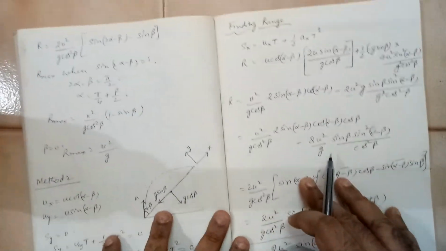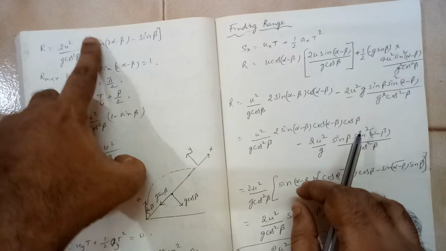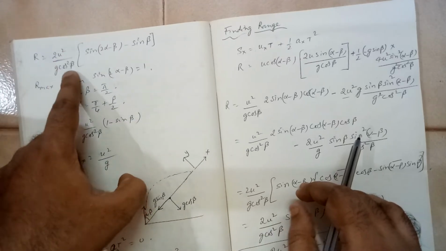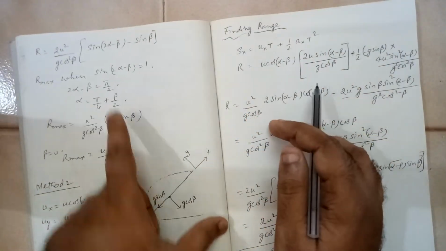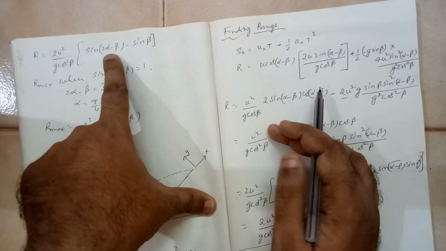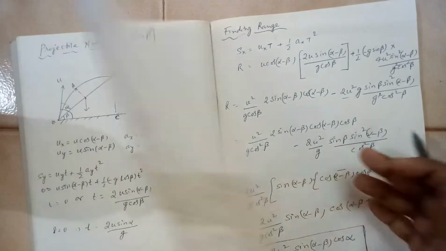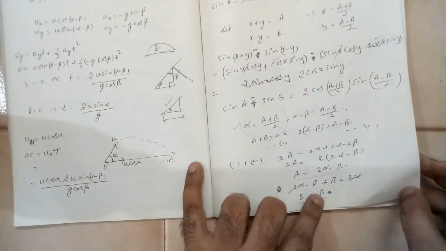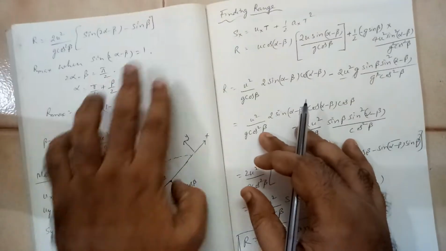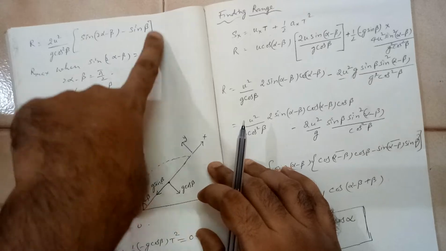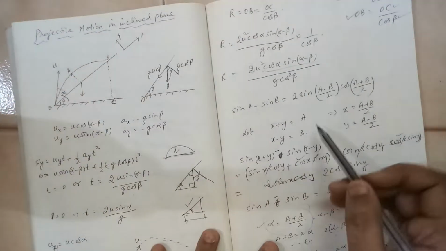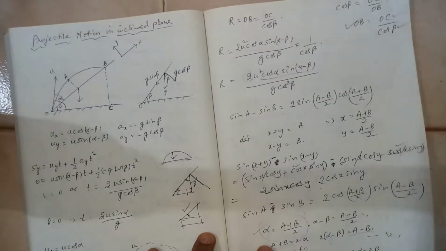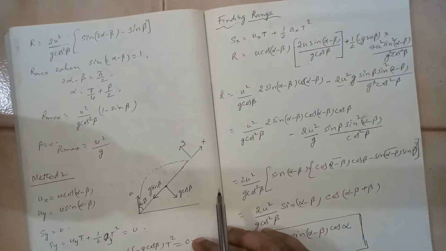We can write this term in terms of sin a minus sin b. So it will reduce to r is equal to, this term is anyway common, 2u square by g cos square beta, times sin a minus sin b. Sin a is sin of 2 alpha minus beta, minus, what is b? It is beta. So it is minus sin beta. So this is the expression for r. This is a little bit more simplified than the earlier expression. Okay, why? We will see that now.